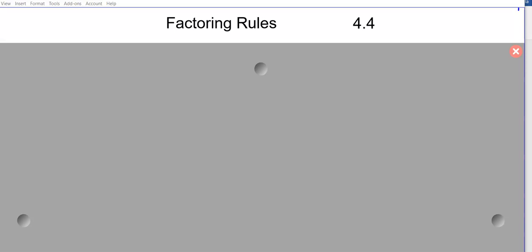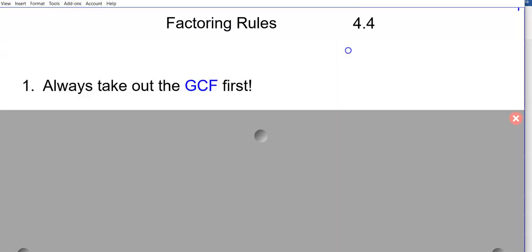So today we're going over factoring. This is lesson 4.4. Always take out the GCF first. So that's just always a good idea.